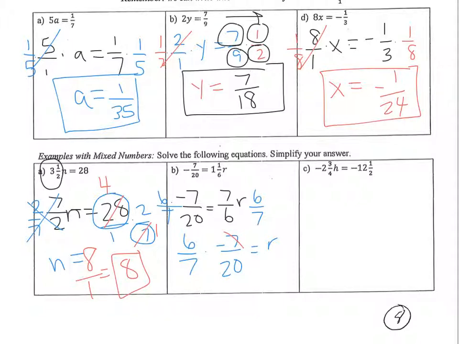Cross out your common factors. 7 on the top, 7 on the bottom is going to cancel out. Now you have a 6. So a 6 and a 20, you can both divide by 2. So this is 3/10. So your answer is a negative 3/10.